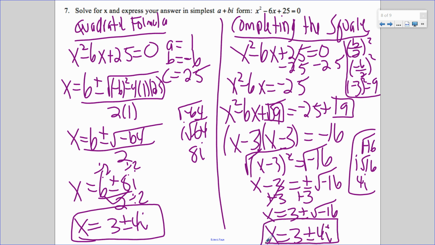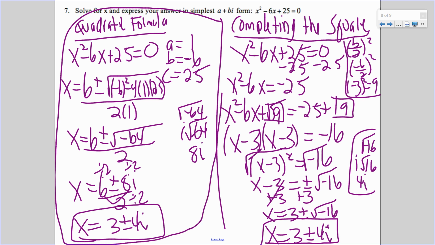Same answer, 2 different methods. You can use whichever one you want. If a is 1 and b is even, like it was here, then I personally like to do completing the square. But my suggestion to you, if you're going to pick one to get comfortable with, is that the quadratic formula will work on any quadratic nice and easy. Or by easy, I mean there's really no twist to it.